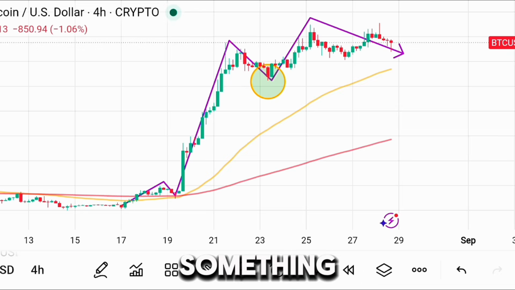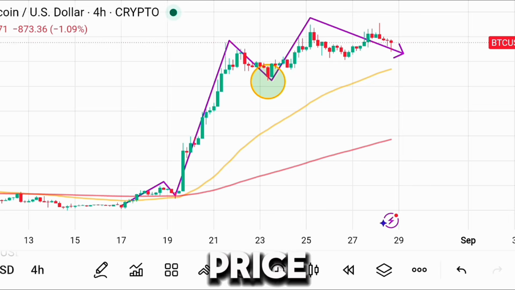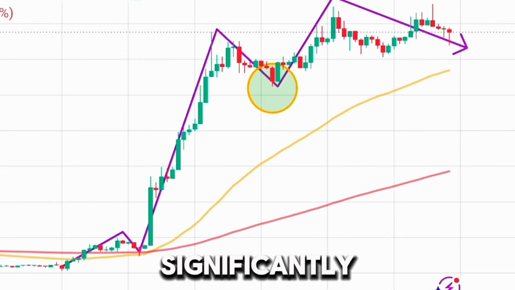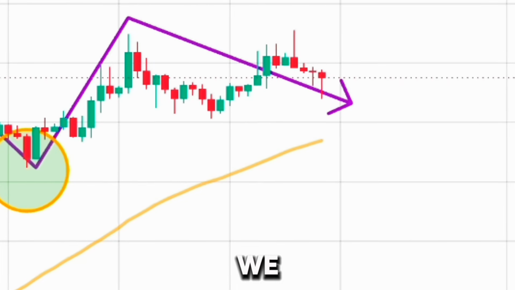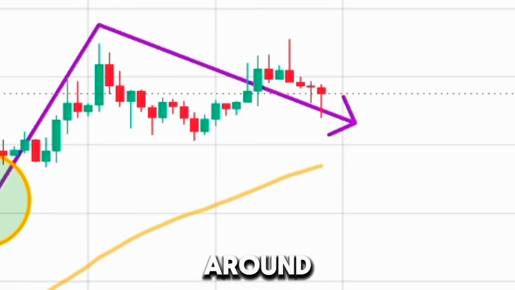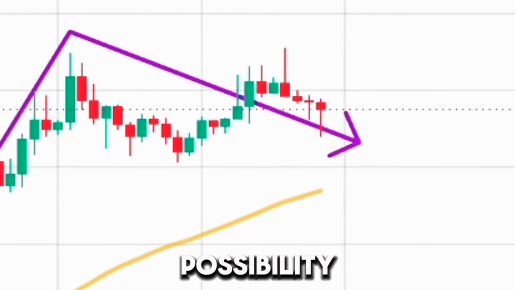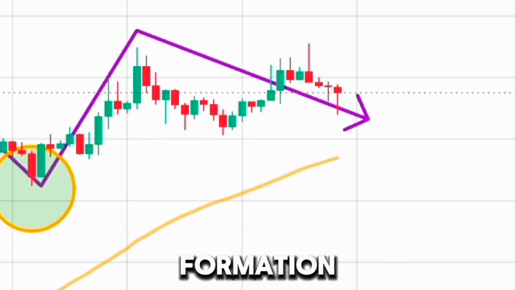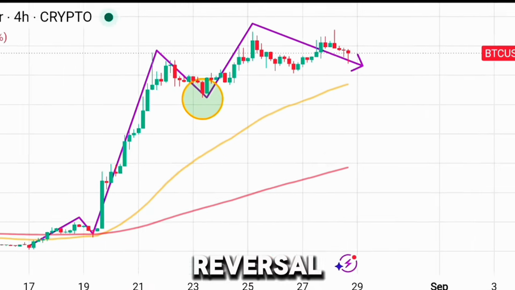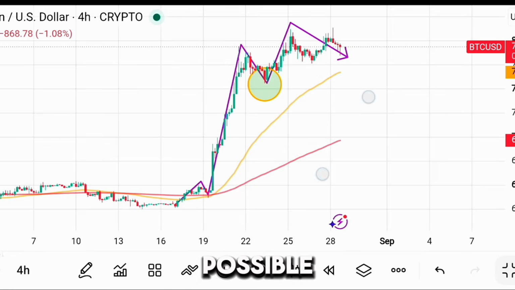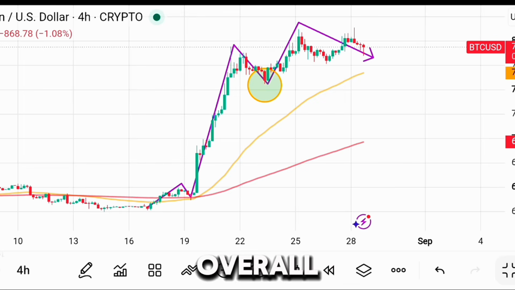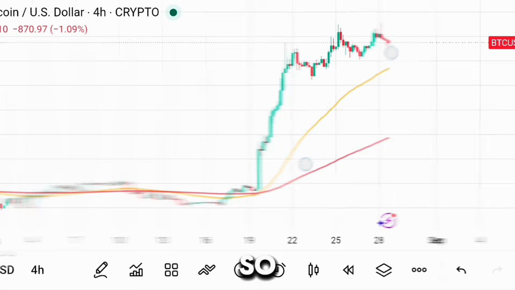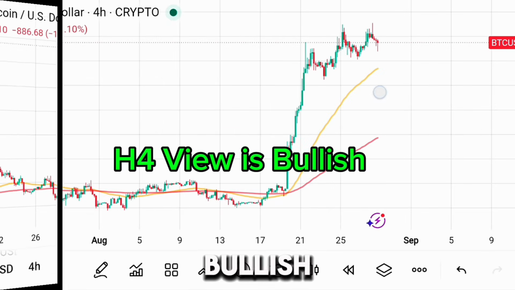There is also something interesting happening here. Price has already moved significantly higher and is showing repeated rejections around the upper area. We can see multiple reactions around this region, creating the possibility of a double top type formation. This doesn't guarantee a reversal, but it tells us that a pullback is possible. So I don't want to chase price at the highs. Overall, the momentum is bullish. The trend is also bullish. So my 4-hour view is bullish.